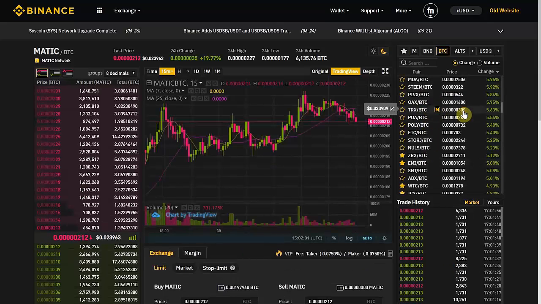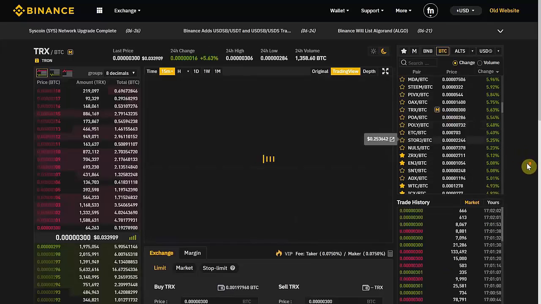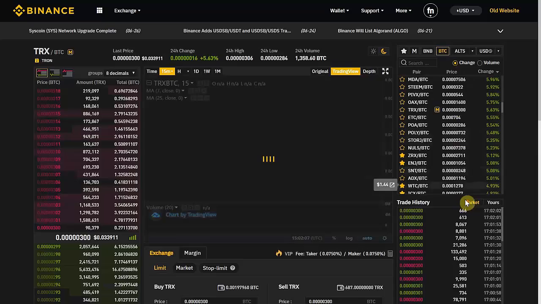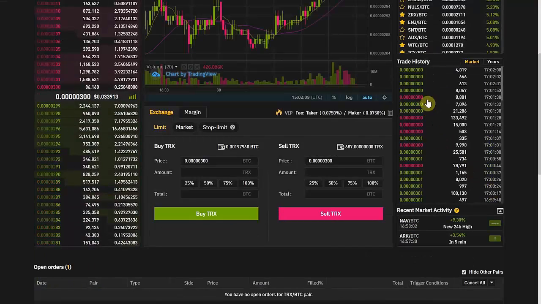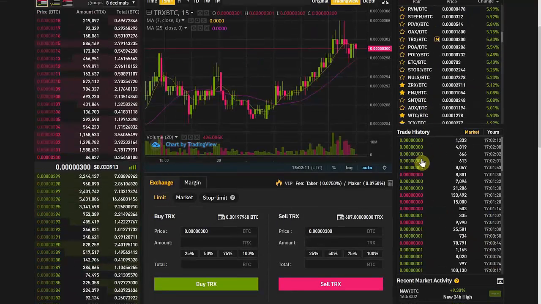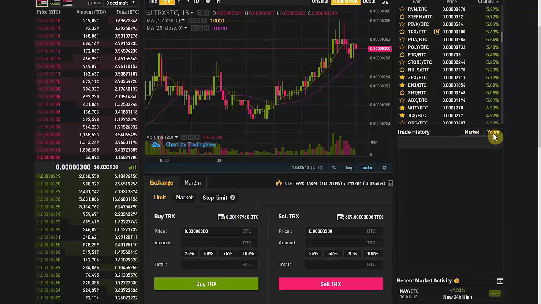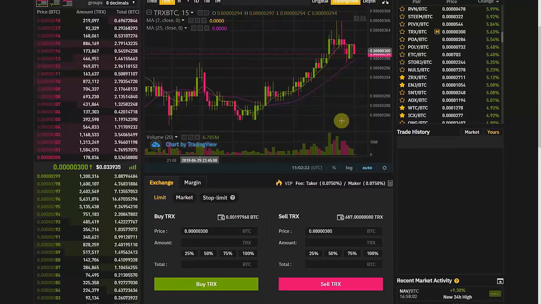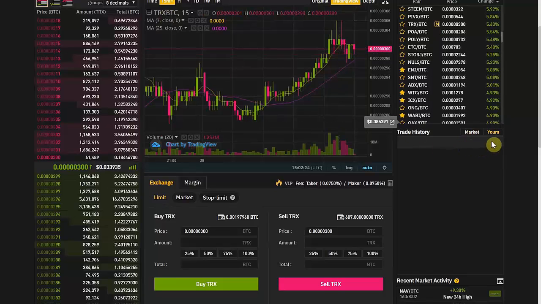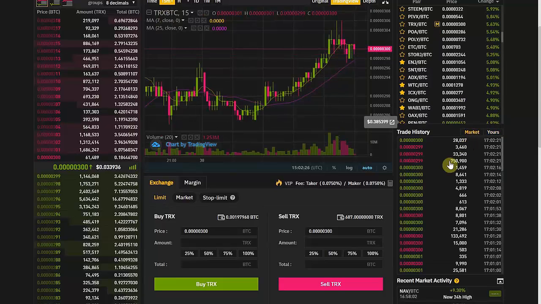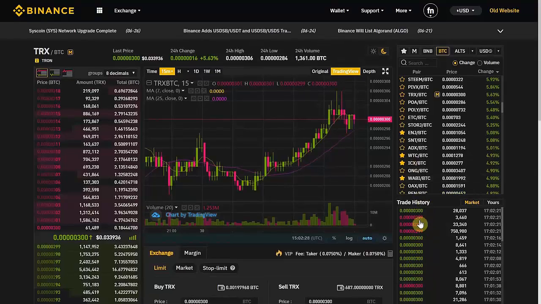Let's select TRX. We also have the trade history here, and this is just the orders that are being filled in real time. You can see the market orders, and you can see your own orders. I don't have any recent TRX orders, so it doesn't show anything here, but the market is constantly updating, okay?